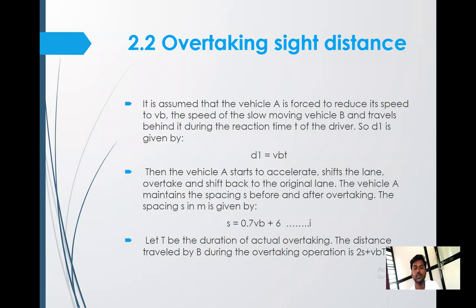Let T be the duration of the actual overtaking, and the distance traveled by B during the overtaking operation is equal to 2S plus Vb into T. Because the total time required for the overtaking operation is capital T, during this period the distance traveled by the vehicle is Vb into T. Also, he has to maintain the safe spacing between two vehicles, and that spacing is taken as S, before he starts to overtake the vehicle and after he overtakes the vehicle. Spacing in both directions.